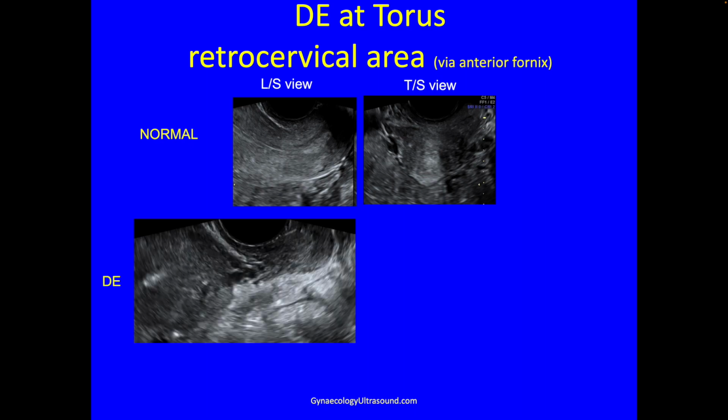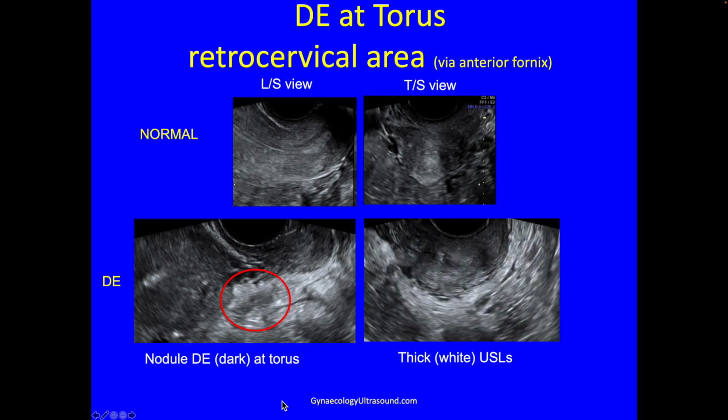But if you've got fibrosis at the torus, extending maybe into the ligaments, you get this whiteness. And then the nodule of deep endometriosis is easily visible because it's this irregular dark area, hypoechoic. And you can see when I've rotated on that point, we've got the torus here. I've got very thick uterosacral ligaments.